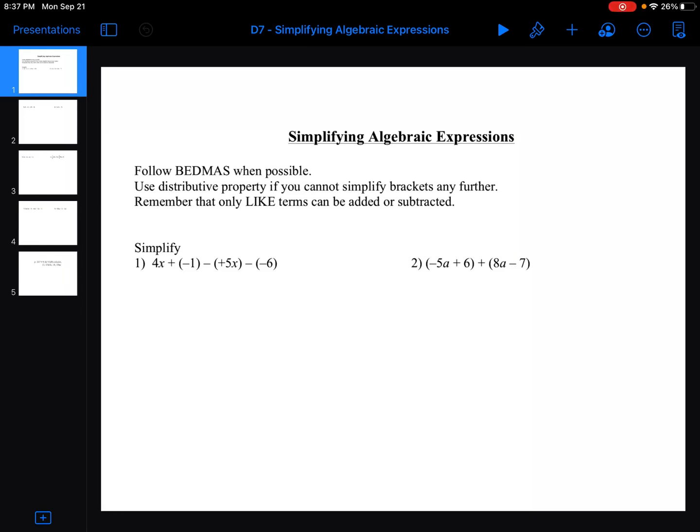So the final thing we're looking at here is simplifying algebraic expressions. So we're putting everything together. We want to follow BEDMAS when possible. We want to distribute, and we want to only add like terms together.